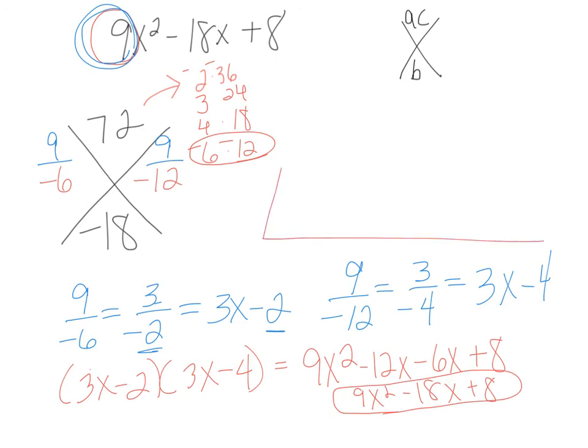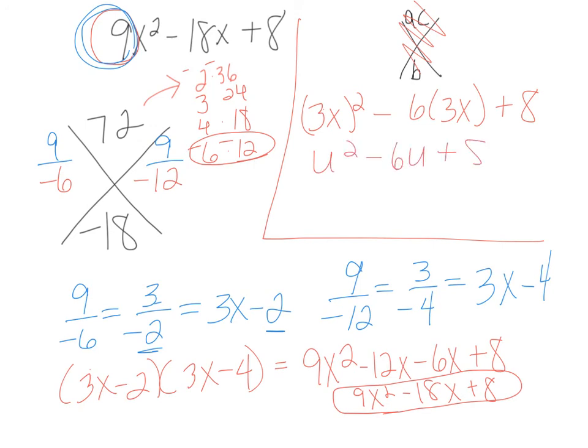The other method that we learned just today was to find our u's. 3x squared minus 3x times 6 plus 8. So I would have u squared minus 6u plus 8. 2 times 4, so u minus 2, u minus 4, which gives me 3x minus 2 and 3x minus 4.